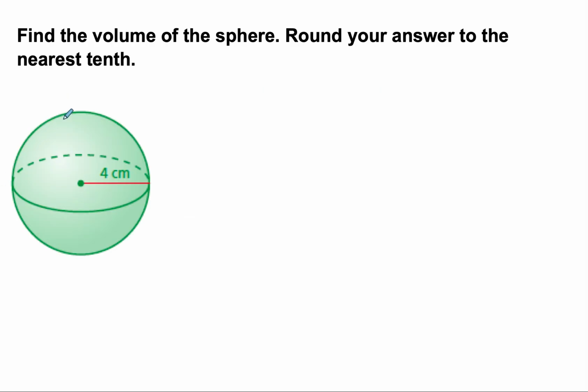All right, let's go ahead and start practicing using our formula. Find the volume of the sphere. Round your answer to the nearest tenth. Okay, so volume equals 4/3 pi r cubed. As a side note, when we're putting 4/3 into our calculator, we'll put times 4 divided by 3. That will give us that 4/3.